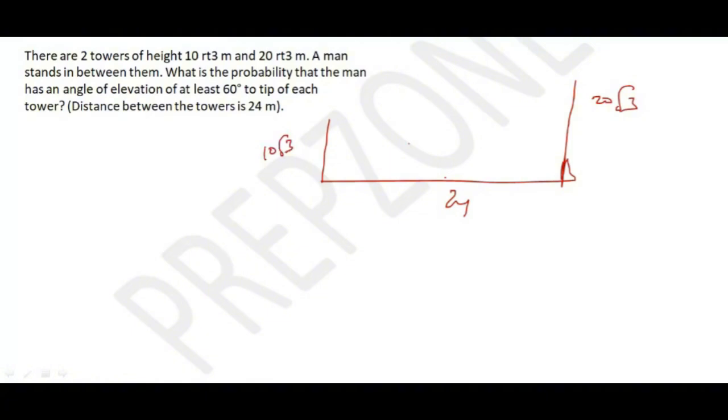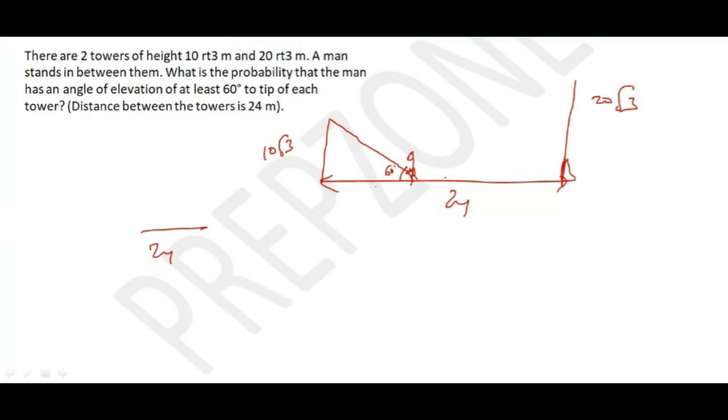Now a man stands somewhere in between. What is the probability that the man has an angle of elevation of at least 60 degrees to the tip of each tower? The man can ideally stand anywhere between these 2 towers, right? So the total possibility for him is 24, in terms of distance. He can stand anywhere. But now he has to stand at a position such that the angle of elevation should be at least 60 degrees from each of the towers. So let's say this is the man, right? You want the man's angle of elevation to be at least 60 degrees. At least 60 means it could be either 60 or greater than 60.